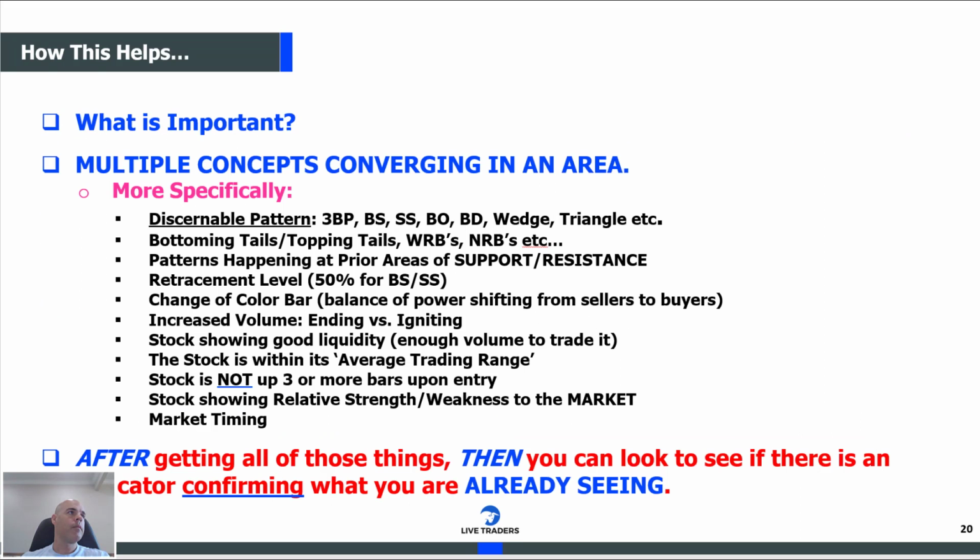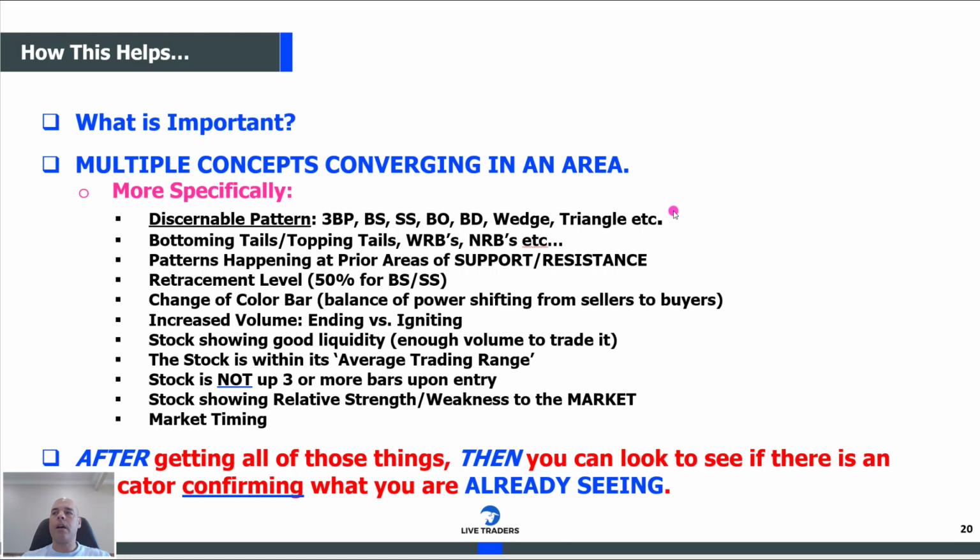Okay? So what is important? You ask me, well, if indicators aren't important, I understand we have to focus on price, Jared. You've mentioned that 50 times. I get it. Let's talk about what you should be doing. Okay, what's proper for you to be doing? Multiple concepts converging in an area is what's important. Okay, so a discernible pattern is the first thing you need. A 3-bar play, a buy setup, a breakout, a breakdown, a wedge, a triangle, a climactic, whatever. There's tons of patterns out there, tons of them.